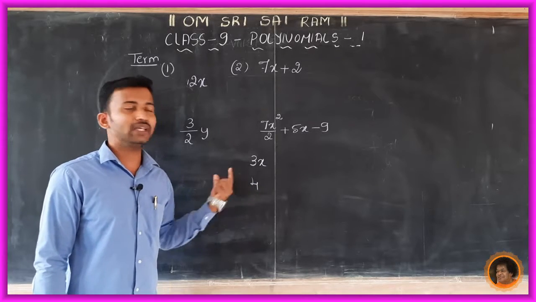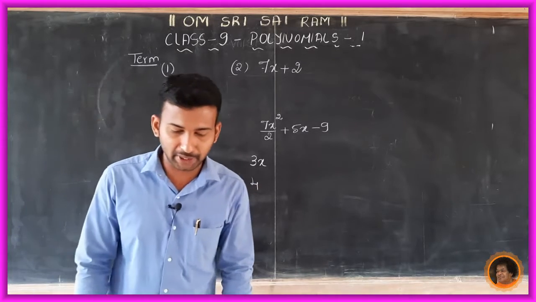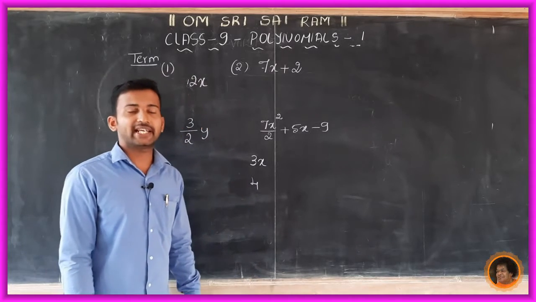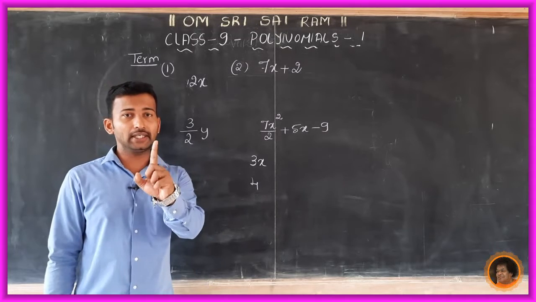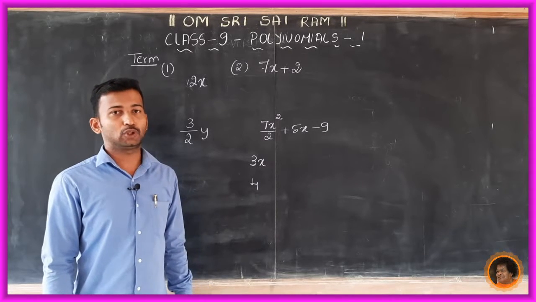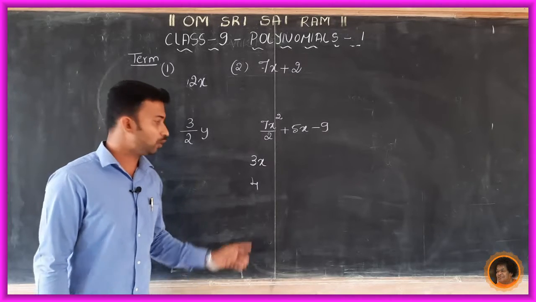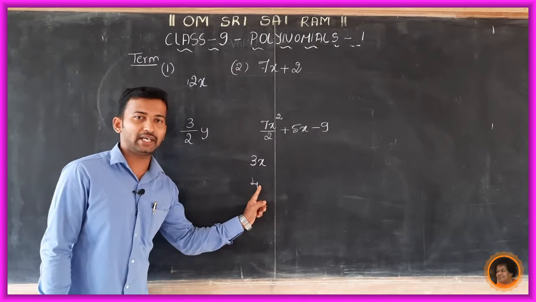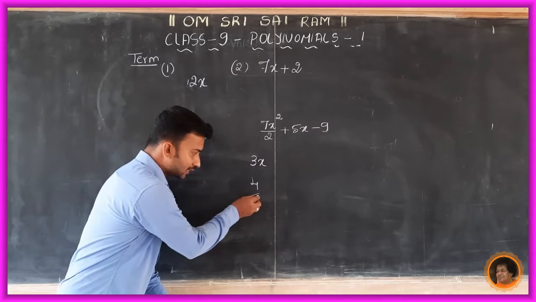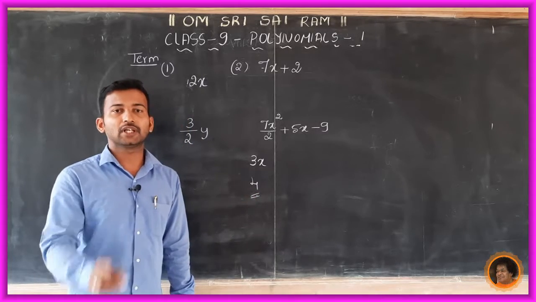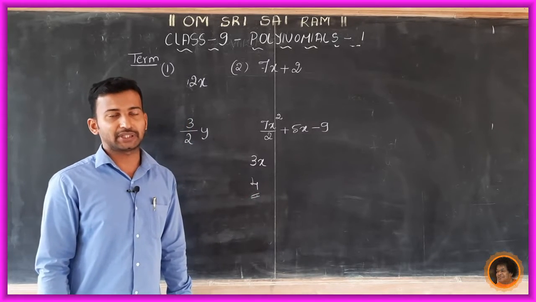No, 4 is not an algebraic expression because an expression should have at least one variable and one operation to be algebraic. Here there is no variable and no algebraic operation. So 4 is called a term, not an algebraic expression.